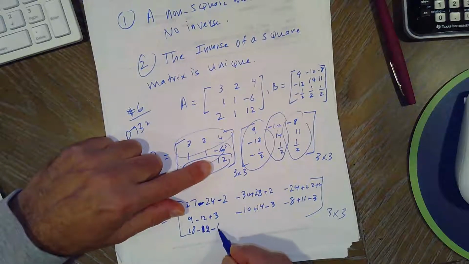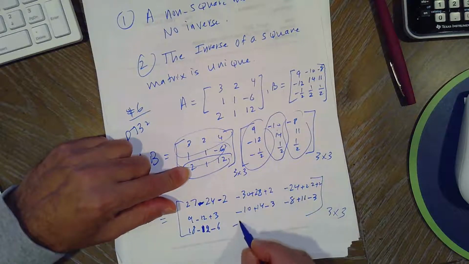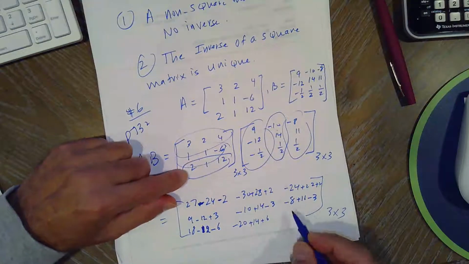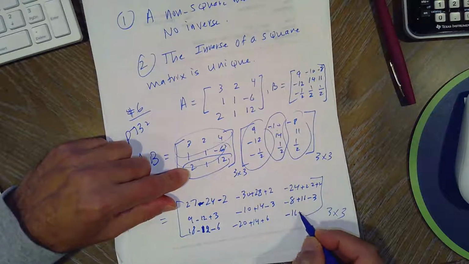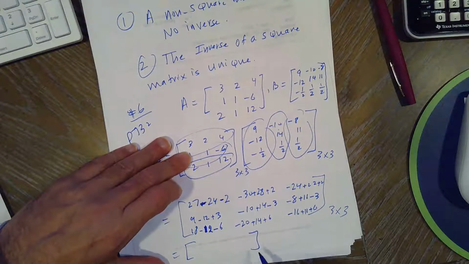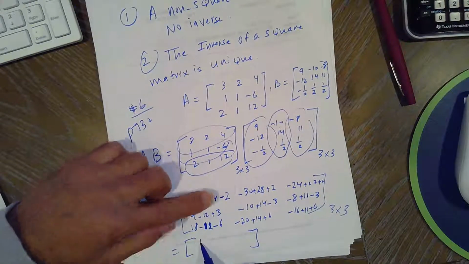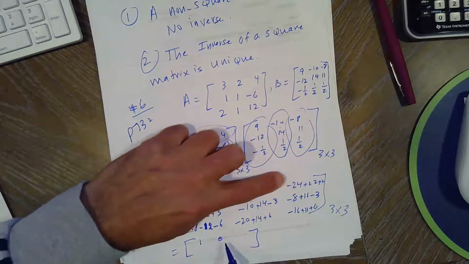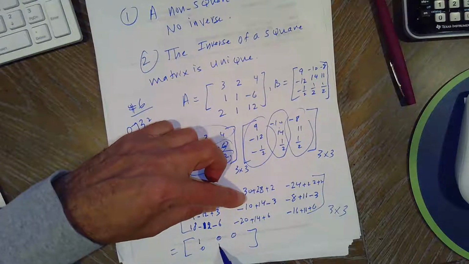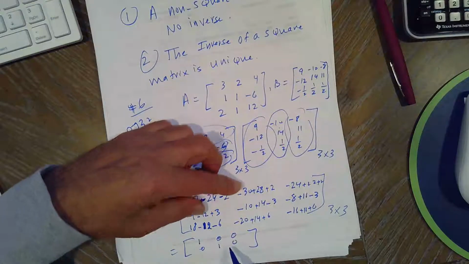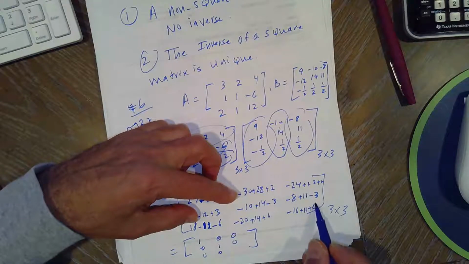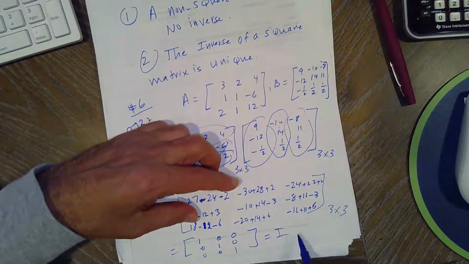And then 12 times negative 1 half is negative 6. 2 times negative 10, 1 times 14, and then 12 times 1 half is 6. 2 times negative 8, 1 times 11, and then 12 times 1 half is 6. That equals, that's 1. Negative 2 plus 2 is 0. Negative 24 is 0, and then 0. That's 1, 0, and 0, 0, 1, which is the identity matrix.